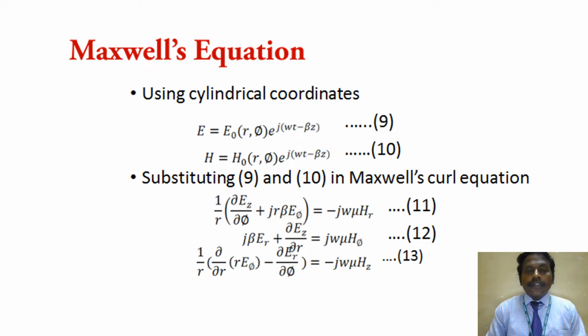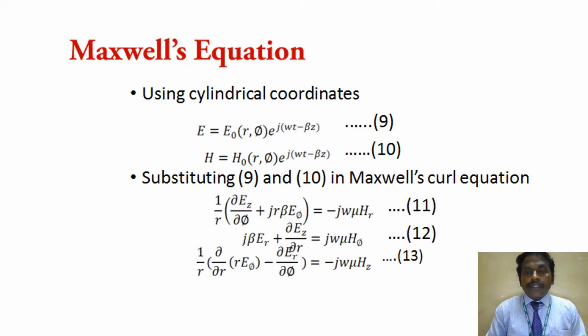Using the cylindrical coordinate system, the electric field intensity E is equal to E naught of (r, phi) e power j(omega t minus beta z). Here E is the electric field, and E naught is the intensity, or we can call it the magnitude of that wave. Similarly, for the magnetic field, the magnetic field intensity is H naught of (r, phi) multiplied by e power j(omega t minus beta z).